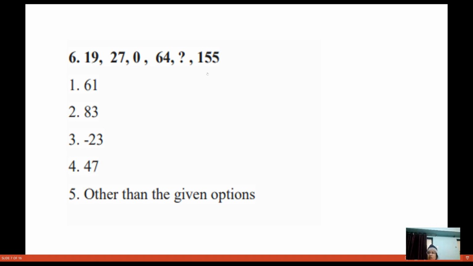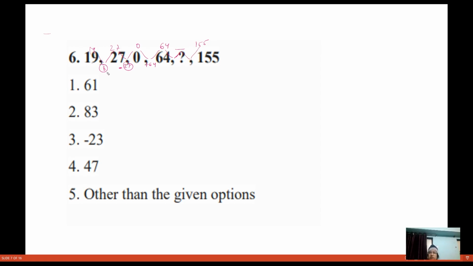Now look, okay guys, look at this question. You have this question: 19, 27, 0, 64, dash, 155. Okay, so between 19 and 27, we have only 8 difference. We have 27 difference here, minus 27 difference here. We have plus 64 difference here. We don't know about this place, and we don't know about this place.